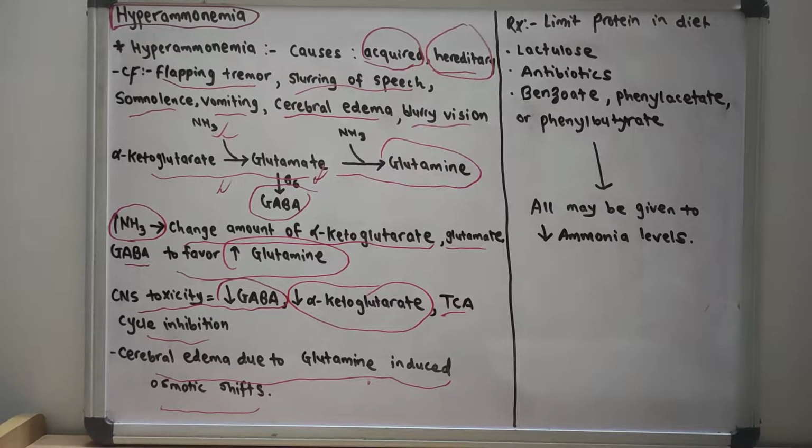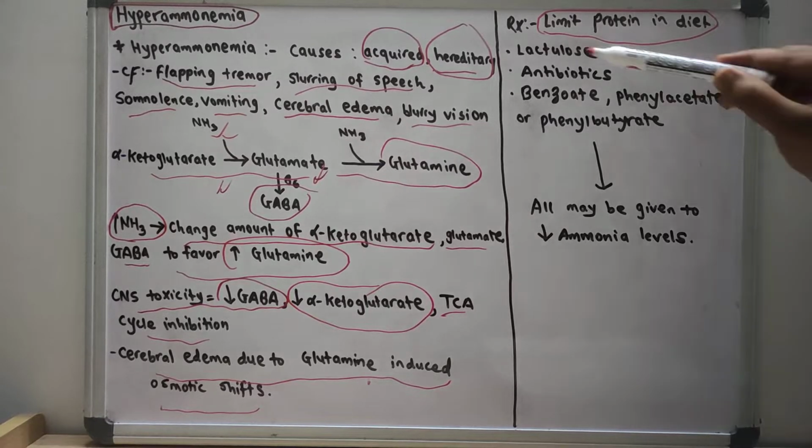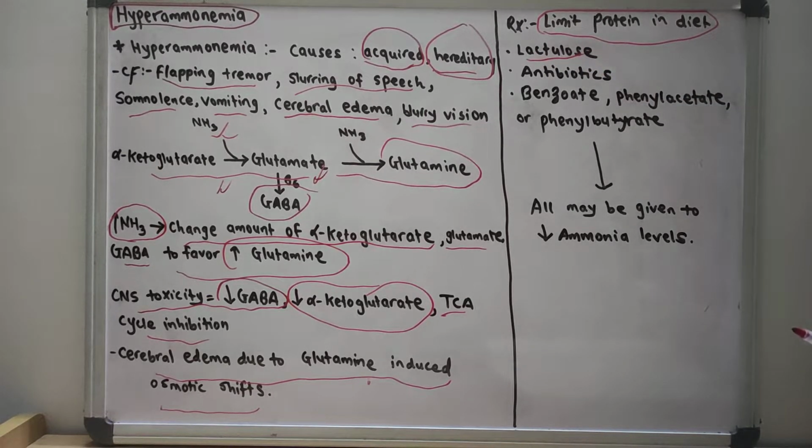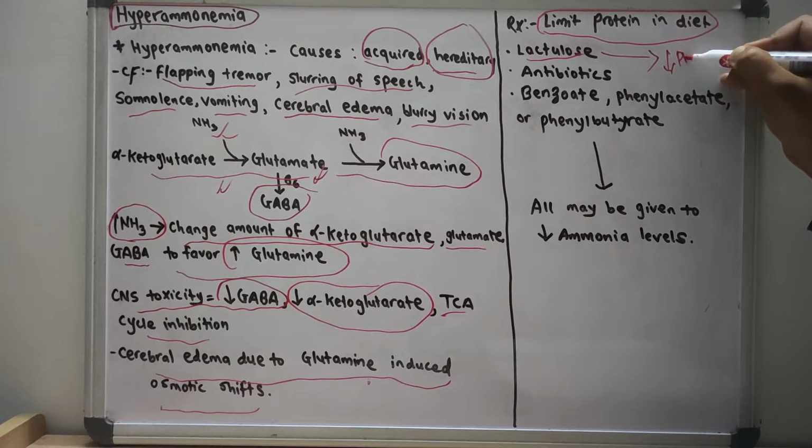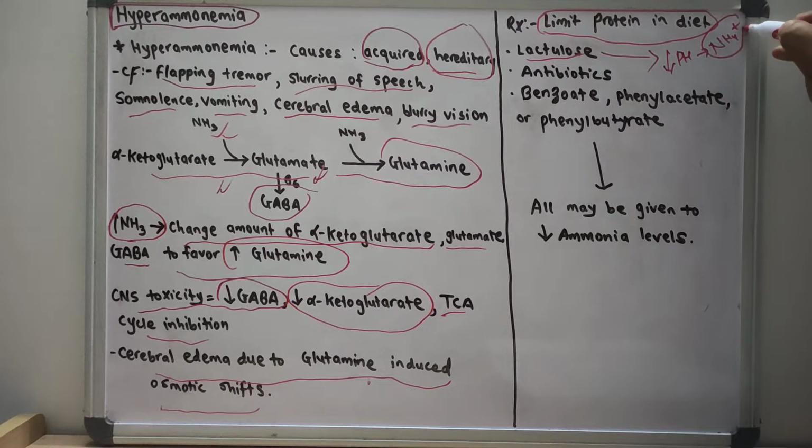Now what is the treatment? Basically the treatment of hyperammonemia is to limit the protein in the diet, and an additional thing we can give to the person with hyperammonemia is lactulose. The lactulose is given to acidify the GI tract and trap the ammonium ion for excretion. The lactulose acidifies, decreases the pH, and it will trap NH4 as ammonium ions. As you already know, ammonia occurs in the ammonium ion form.